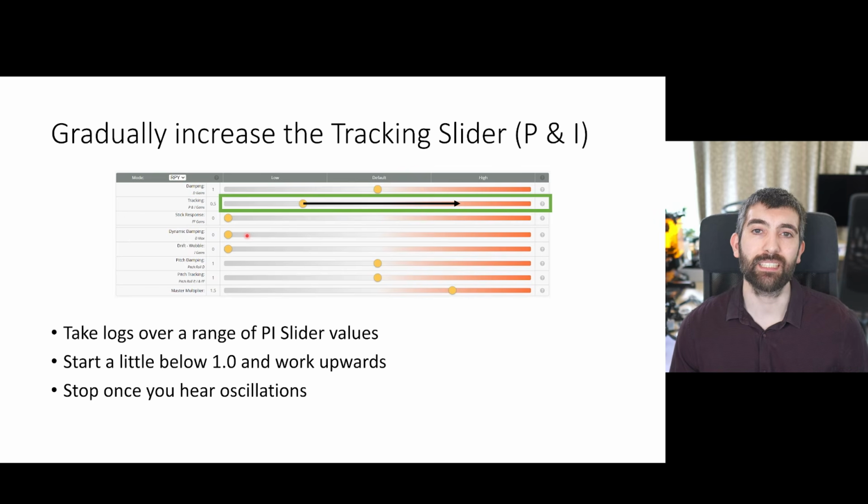Then we're going to want to take some logs. So we're going to start with the P&I slider a little bit below 1.0. I typically start around 0.5 and then work upwards in steps of 0.1, 0.25, something like that, and keep going until you start hearing oscillations during sharp moves, and they should be slightly audible when you're flying.